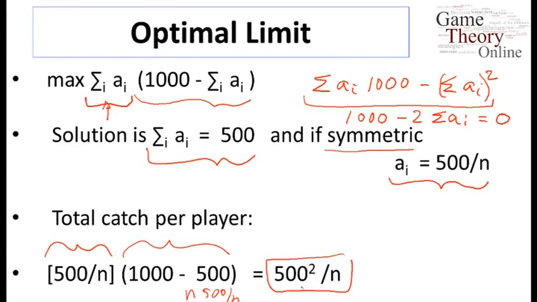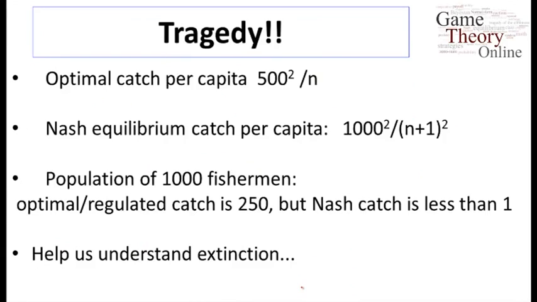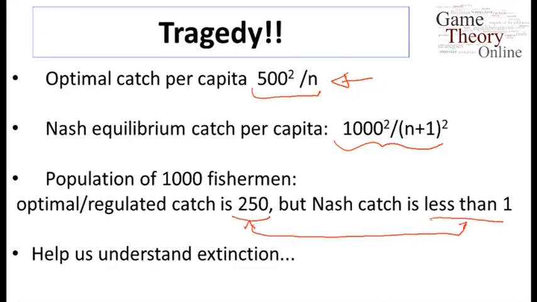Okay, so with those two in hand, now we can compare what the optimal is in terms of joint maximization, 500 squared over n. What's the Nash equilibrium catch per capita? Instead, that's 1,000 squared over n plus 1 squared. So for instance, if we had a population of 1,000 fishermen, the optimal catch, the 500 squared over n, would be 250. But if we had 1,000 fishermen, the Nash catch of 1,000 squared over 1,001 squared is actually less than 1, just less than 1. So here we see an enormous difference between what we would get in an optimal society where we regulated fishing and one where everybody was left to maximize on their own.